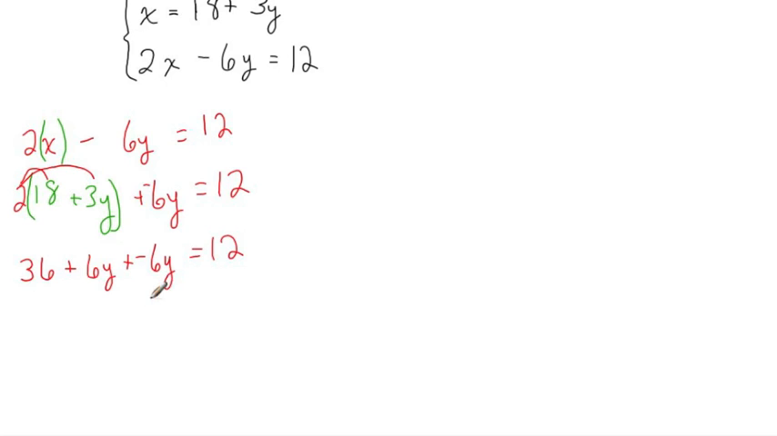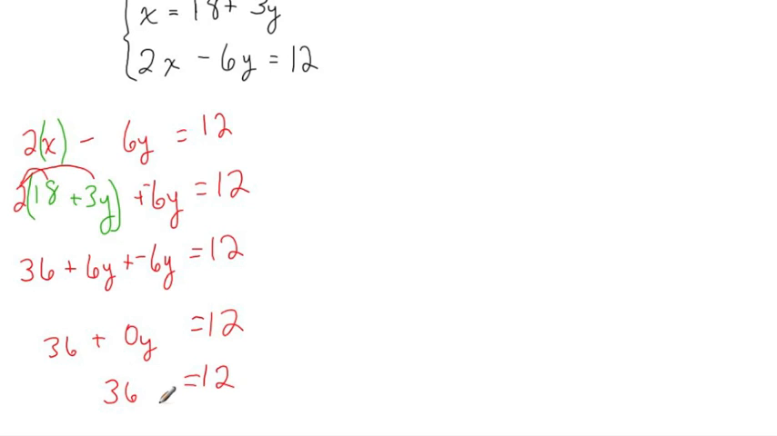Now, I can continue simplifying. I can combine these two like terms. 6y plus negative 6y is 0y. So this is 36 plus 0y equals 12. Well, 0y is just 0, and 36 plus 0 is 36. Now my equation reads 36 equals 12.